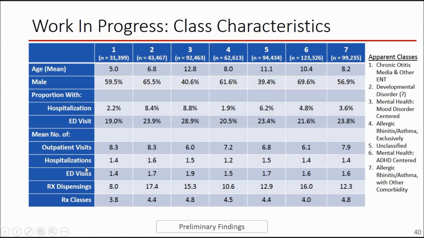As far as outpatient visits, group 1 and group 2 are pretty similar. Again, I don't want to overstate the similarities or differences here, but hospitalization rates, ED visit rates, and prescription dispensing vary quite a bit amongst these groups. One thing that came up in discussion is if you look at group 4 and group 7, which are the allergic rhinitis asthma groups, you would expect asthma medications, they have their controller medication, their emergency medication.